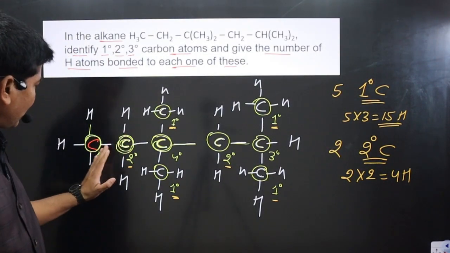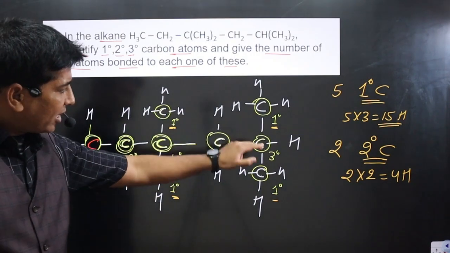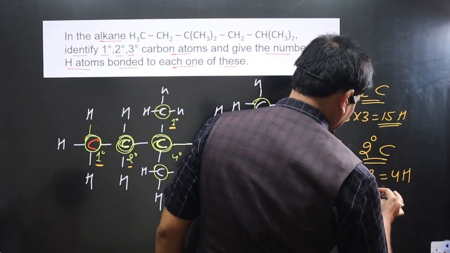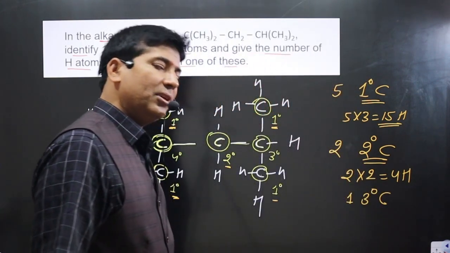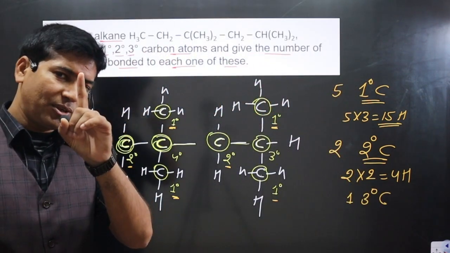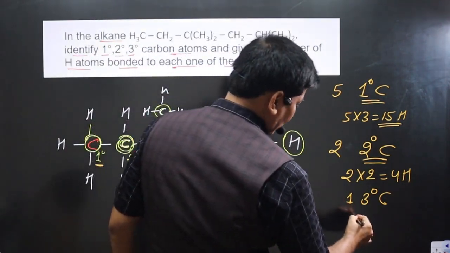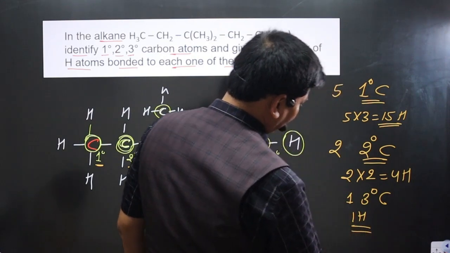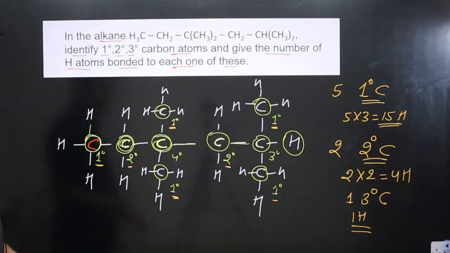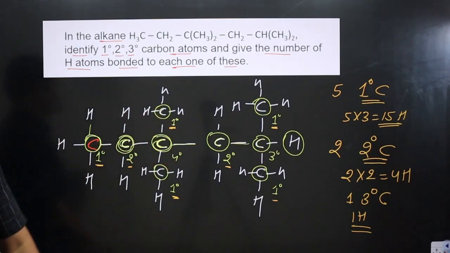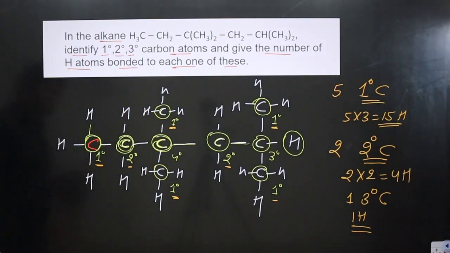Then we have tertiary carbon. How many tertiary carbons are there? You can see from the start we can check, and here we have only 1 tertiary carbon. Only 1 tertiary carbon is there, and 1 tertiary carbon carries only 1 hydrogen. You can see this is the hydrogen we have. So it has only 1 hydrogen atom attached. Quaternary will not have any hydrogen. You can see, if you look at here, it does not carry any hydrogen. Okay, so very easily we can answer this question.